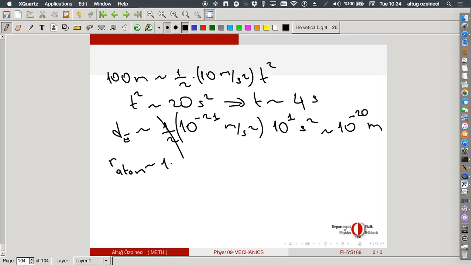The radius of an atom is typically 10 to the power minus 10 meters. So the Earth doesn't even move by one atom. That's why you don't feel the motion of the Earth.